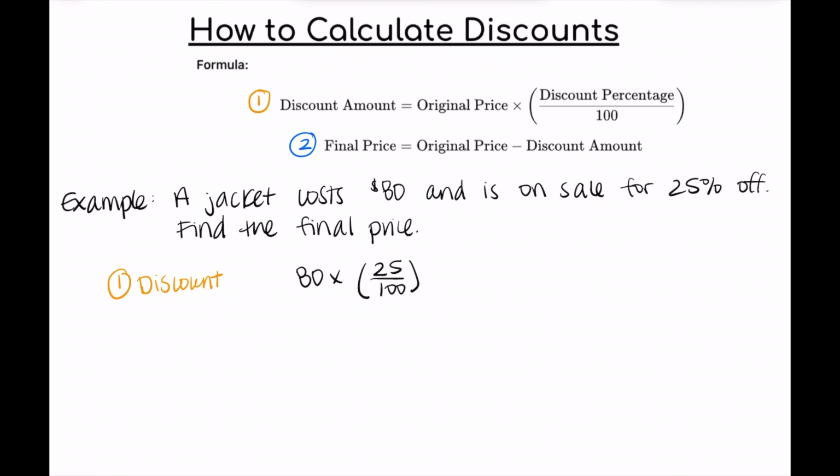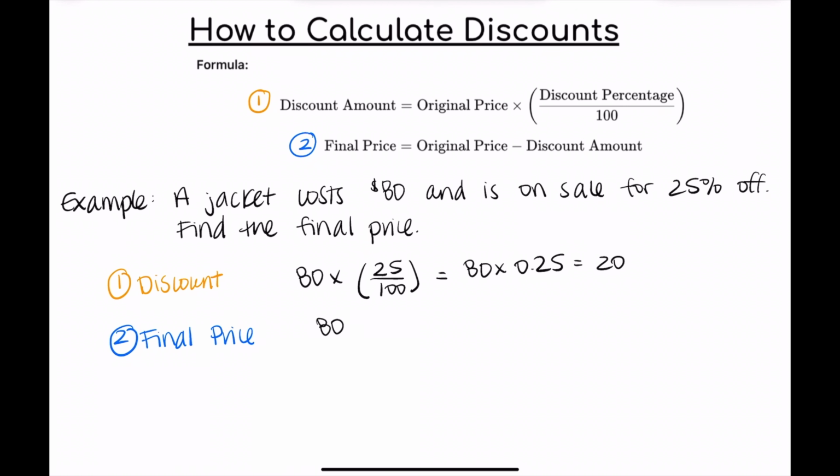You guys will be able to use calculators on these types of problems. So when we do 80 times 0.25, you end up getting 20. Now that we found the discount amount, we'll go through and find the final price. The final price here, again, is our original price minus the discount amount. So our original price here was 80 minus the discount amount of $20. That means that the jacket, the final price of the jacket after the sale, would just be $60.